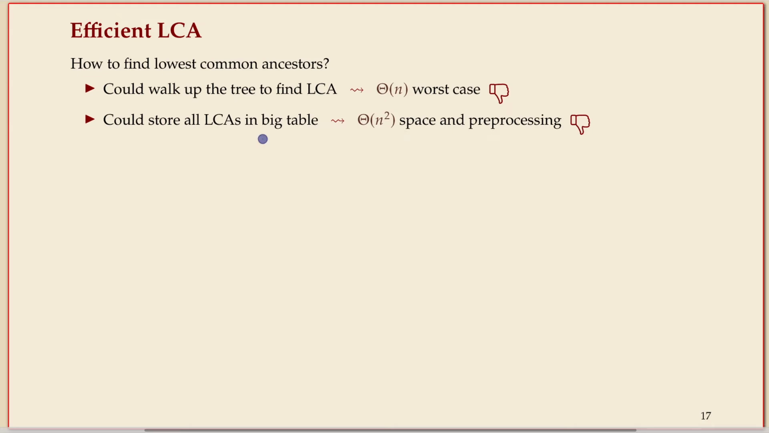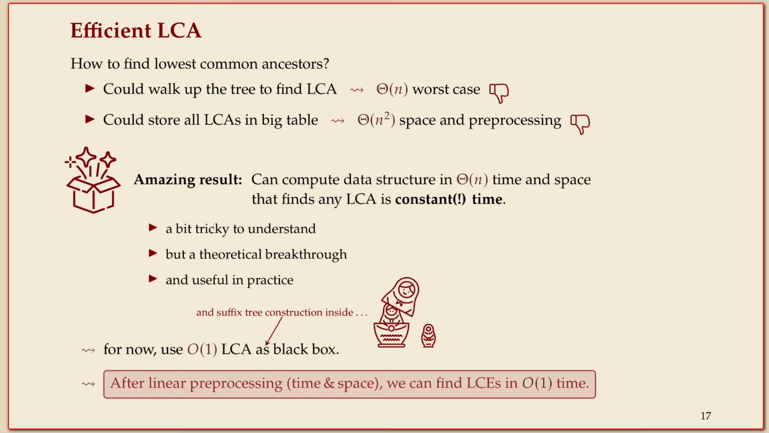Of course, there's another trivial solution. We could pre-compute everything for LCE, store all the combinations of i and j in a big table. That's all right for query time. You can just look it up then. But the space and pre-processing time are prohibitive. So these two simple solutions won't get us any further.